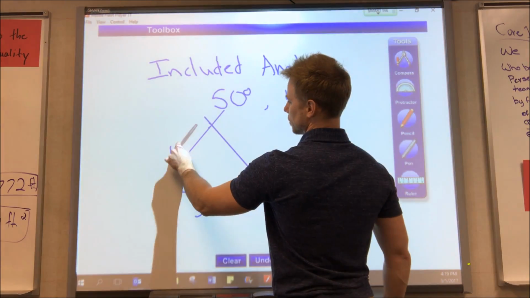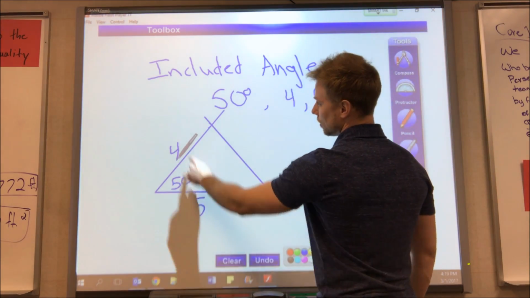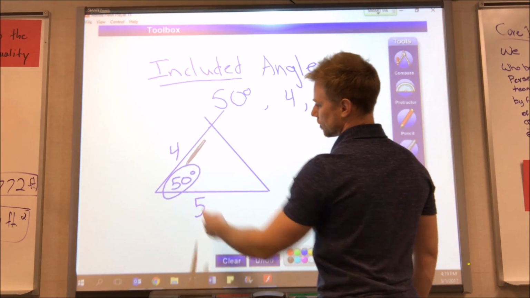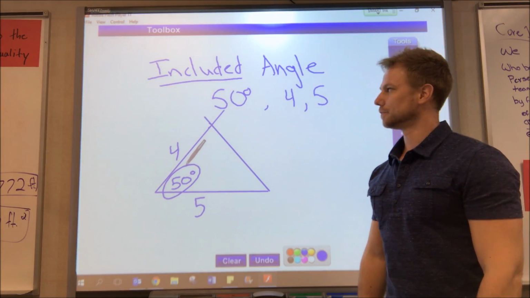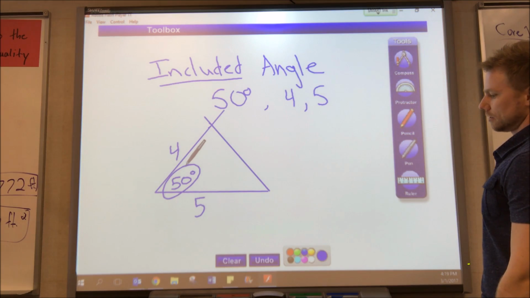This side over here is 4, included angle of 50. It's in between the two sides. That's what included means, between the two sides. All the conditions are met, so I have my triangle. Okay? I'm going to change that slightly.